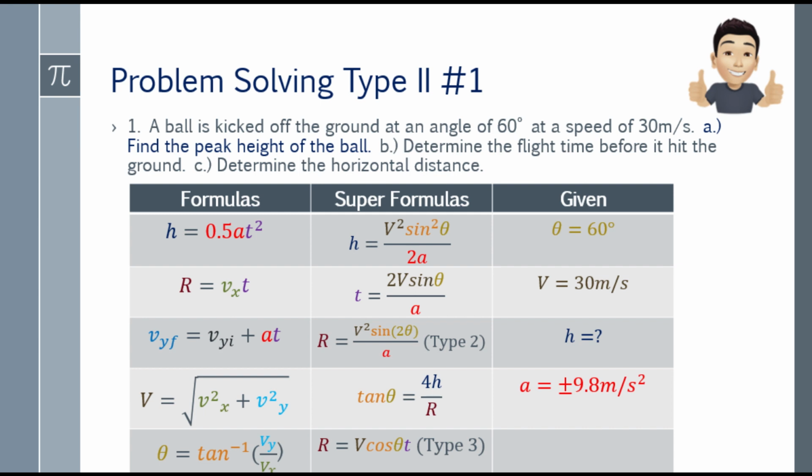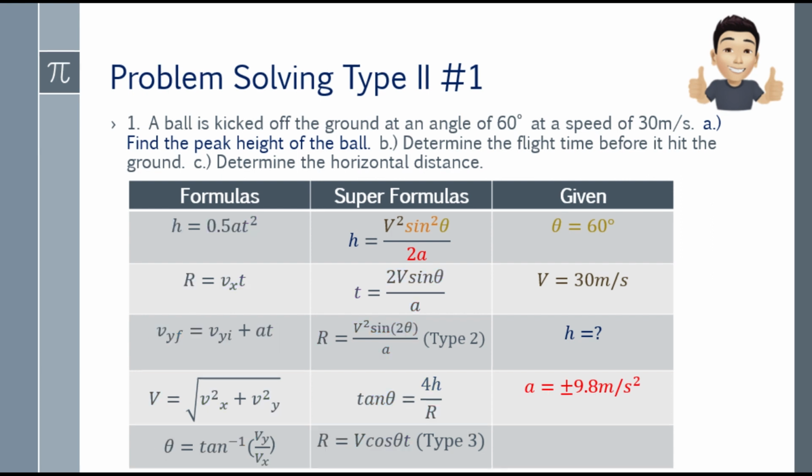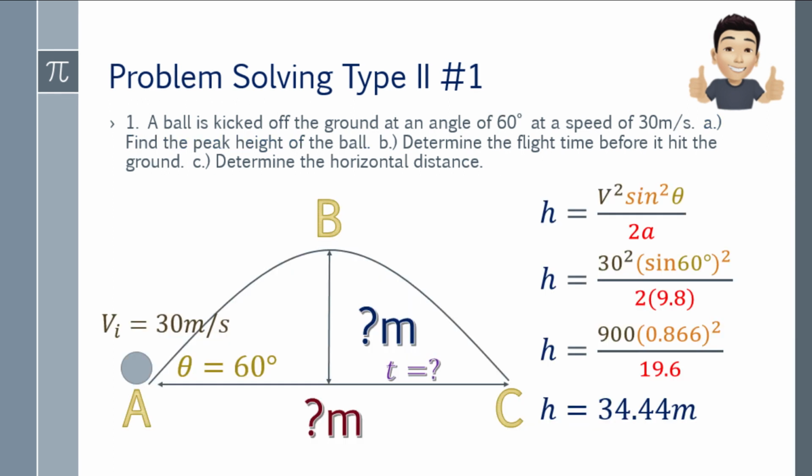So for finding the peak height of the ball, theta is 60 degrees, and we have v is equal to 30 meters per second, and acceleration is same, plus minus 9.8 meters per second squared. For that one, anong formula ang pwede natin magamit dito? So we can use the super formula for finding the height. That's h is equal to v squared sine squared theta over 2a. So that will be h is equal to 30 squared times the quantity of the square of sine 60 degrees over 2 times negative 9.8.